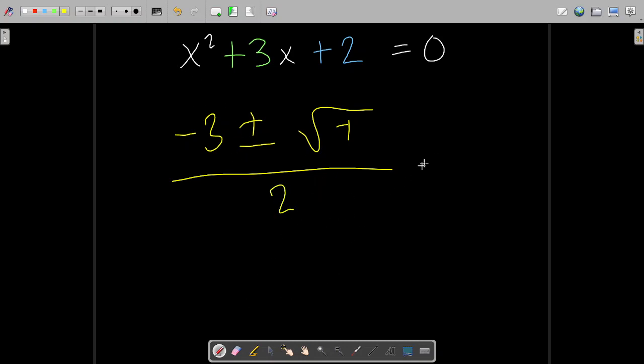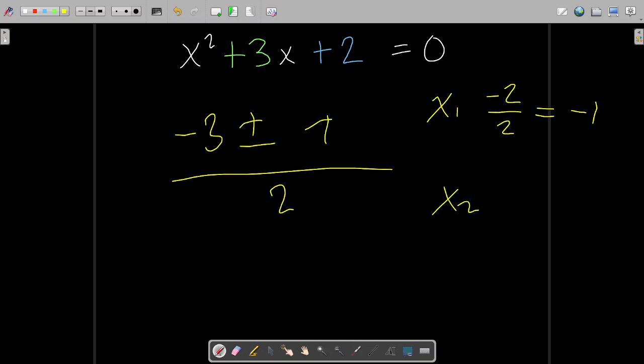So let's look at the first root. It is when negative 3 plus square root of 1. Square root of 1 is just 1, so we can just replace this with 1. Negative 3 plus 1 is negative 2 over 2. This is equal to negative 1. The second root is when negative 3 minus 1, equaling negative 4 over 2. This will result in negative 2.